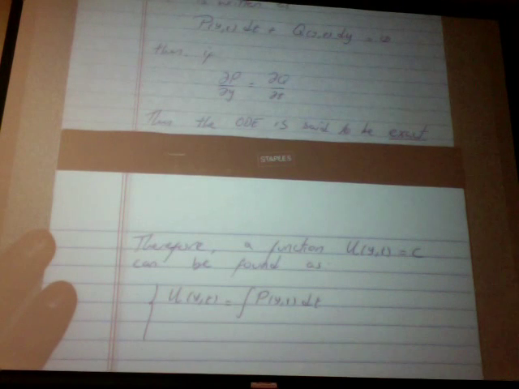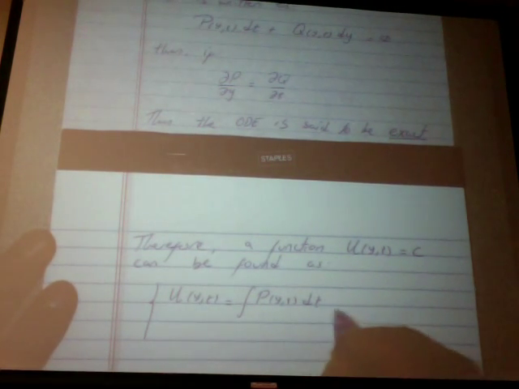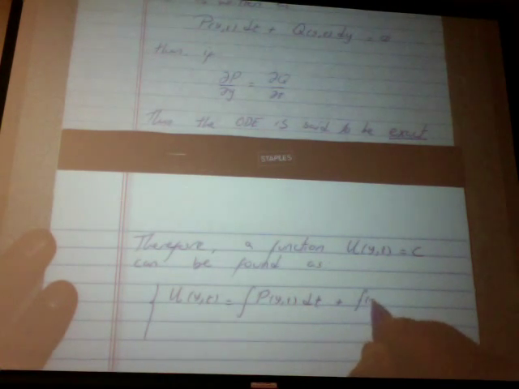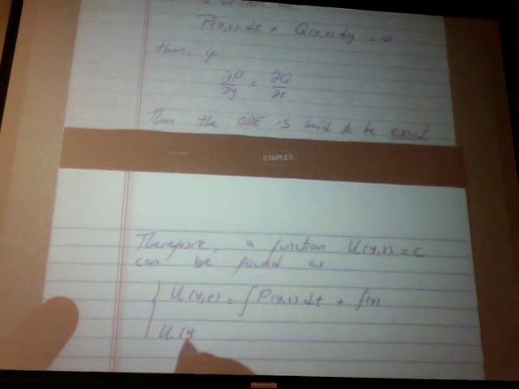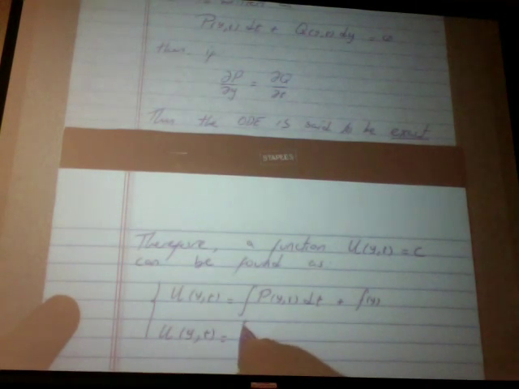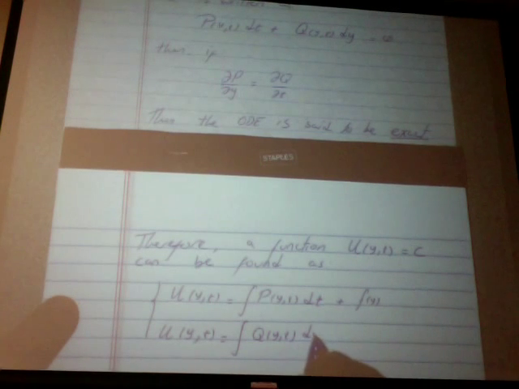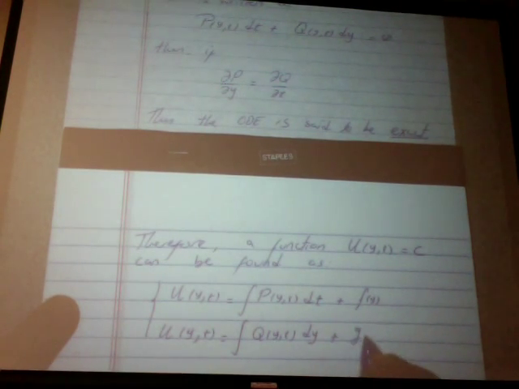and that should yield, when we integrate this with respect to t, a constant of integration that is a function of y, because this is a partial integration with respect to t, so any function of y will be a constant of integration. We'll do an example. And simultaneously, u of y and t is also equal to the integral of q with respect to y plus a function g of t.